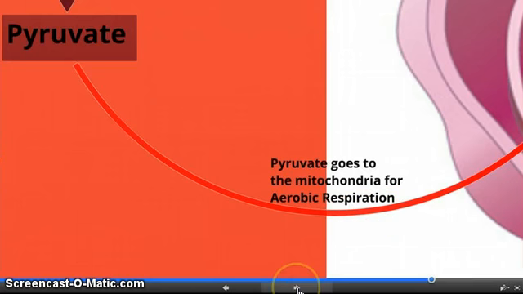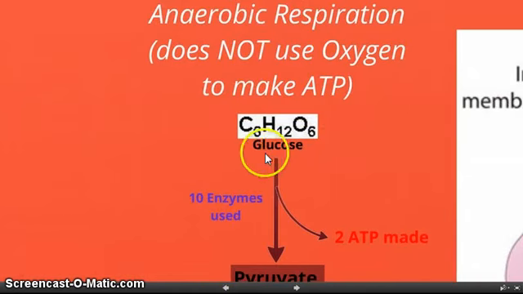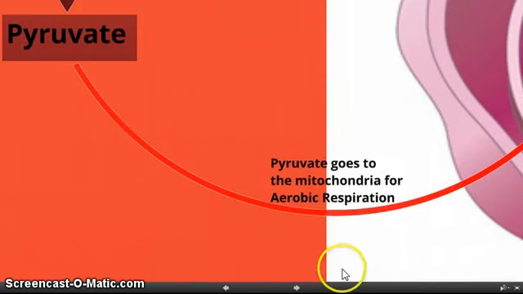Okay, so we only have one molecule of glucose being used here. I'm going to go back real quick. This is where it's being used. It's not being used anywhere else. So glucose is used in anaerobic respiration, not aerobic respiration. Okay, so we follow pyruvate into the mitochondria.